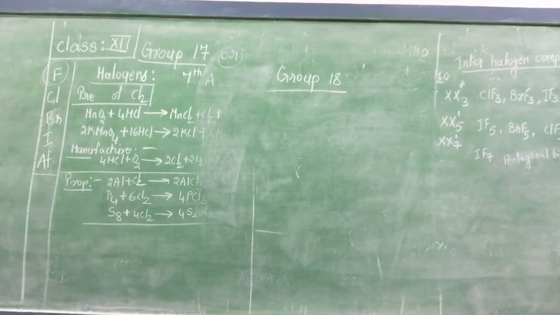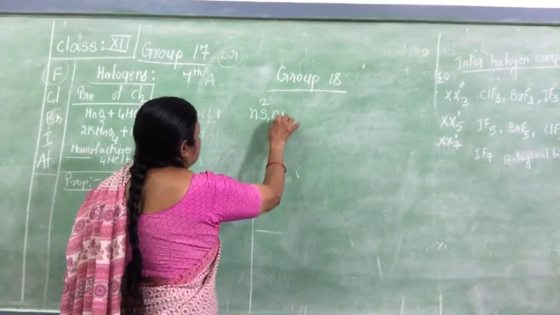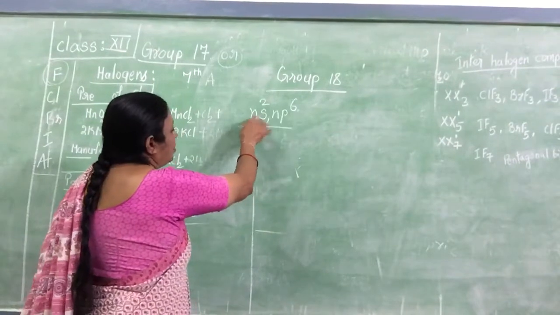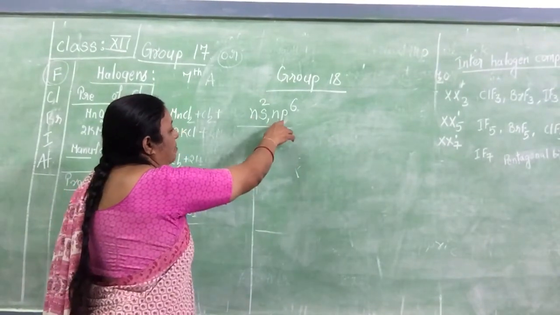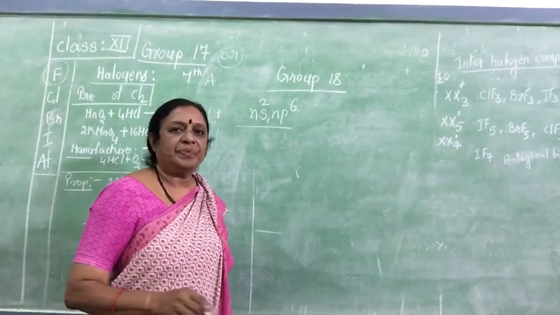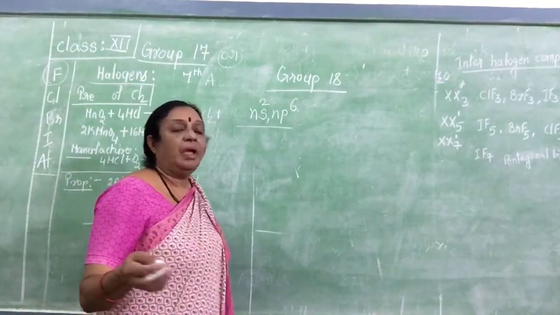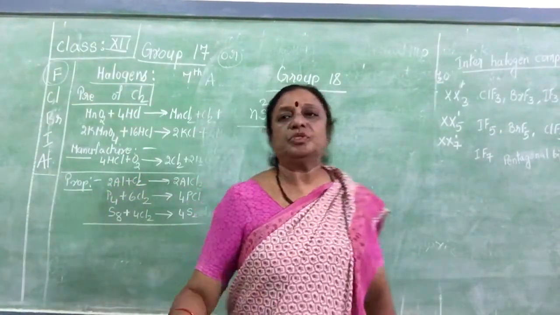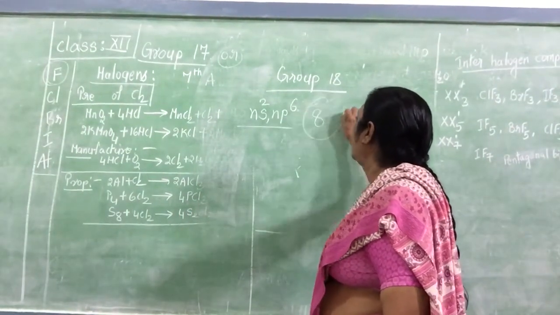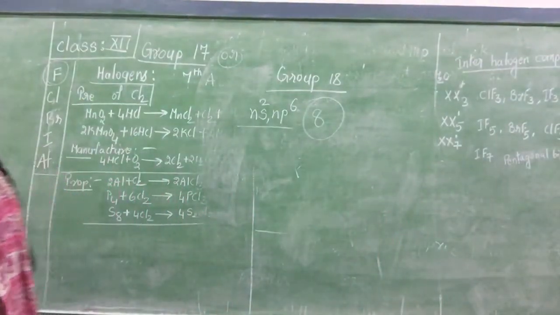Now these elements are having electronic configuration ns2 np6. Octet state is completed. So they are having 2 electrons in the s subshell and 6 electrons in the p subshell. So they are having very high ionization enthalpy and they do not need electron gain. Electron gain enthalpy is almost 0. Why? Because since the octet state is completed, they do not gain any electron or lose any electron.